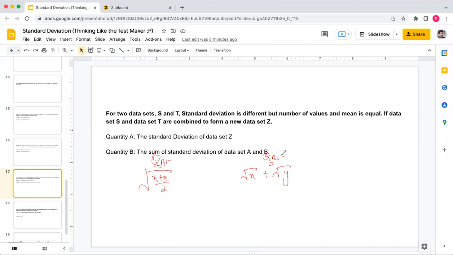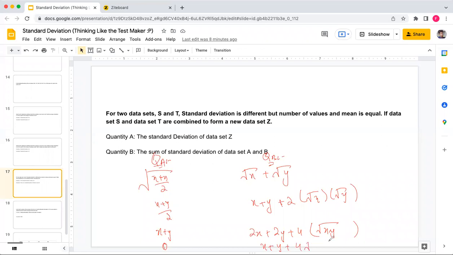Just take the square on both sides. This will be (X plus Y) by 2. On the other side, we open the formula (a plus b) whole square. That will be X plus Y plus 2 into under root X into Y. And just multiply by 2 on both sides. This will be X plus Y. This will be 2X plus 2Y plus 4 into under root XY. And just subtract X and Y on both sides. This will be 0. This will be X plus Y plus 4 into under root XY.